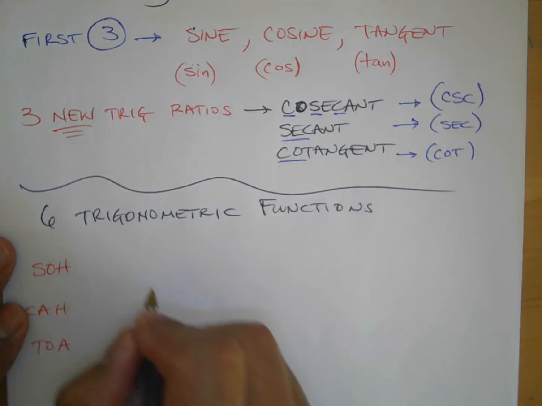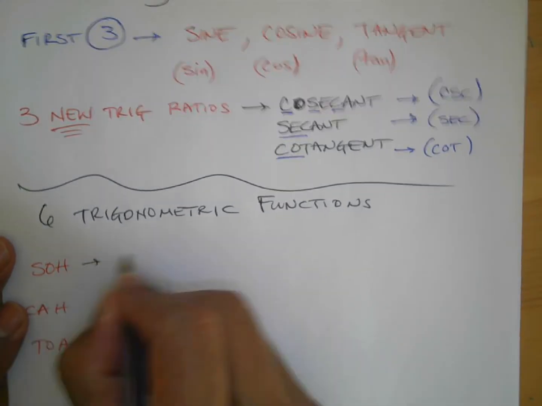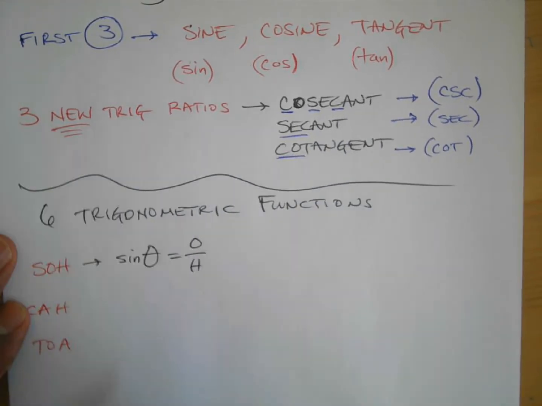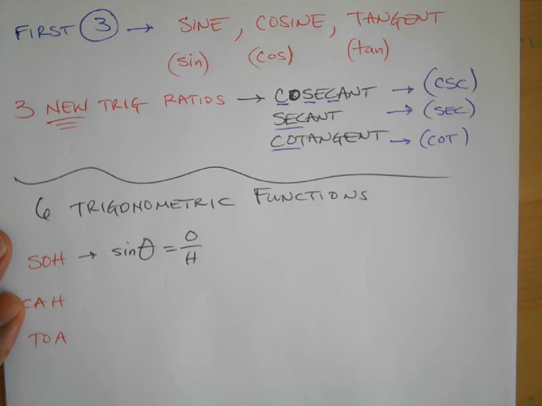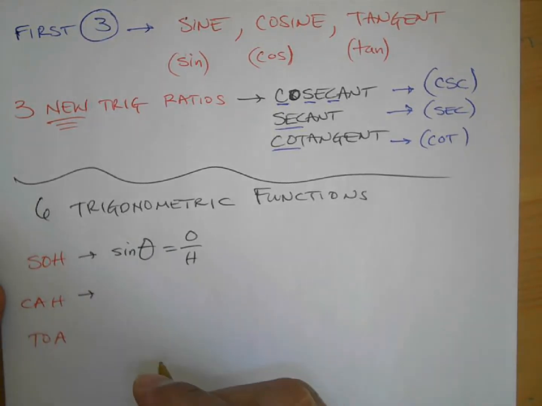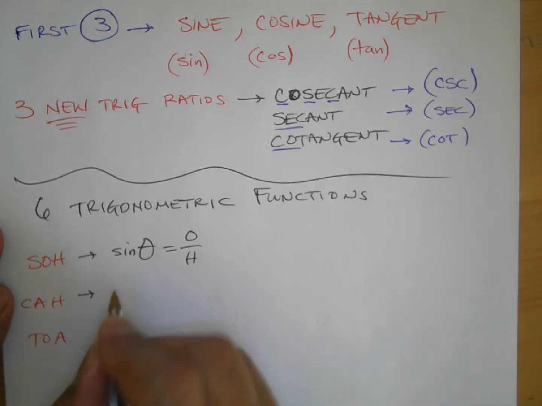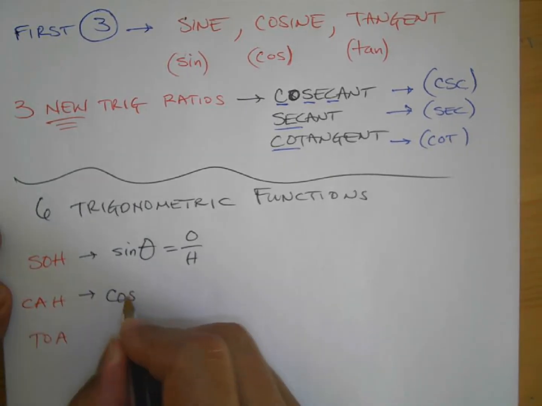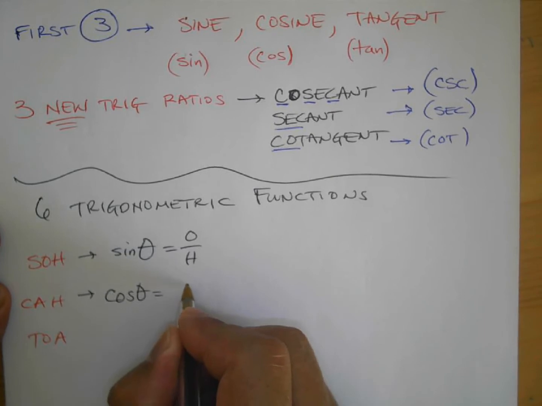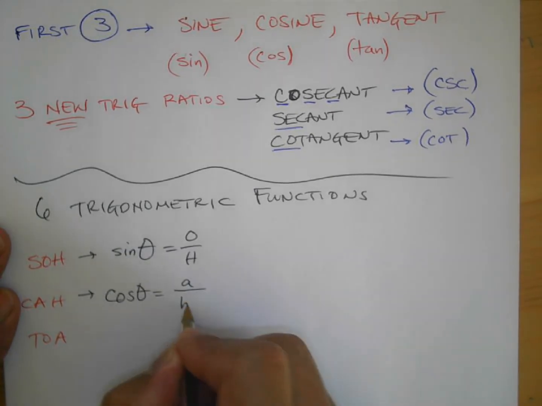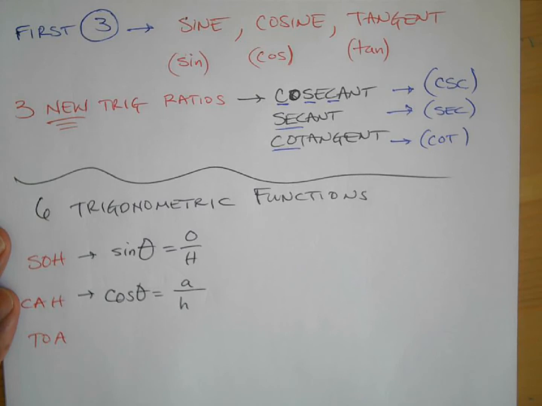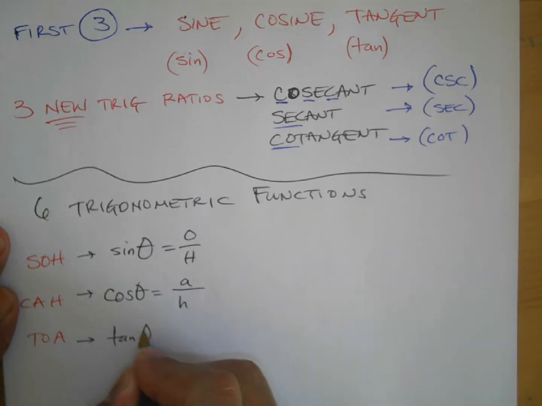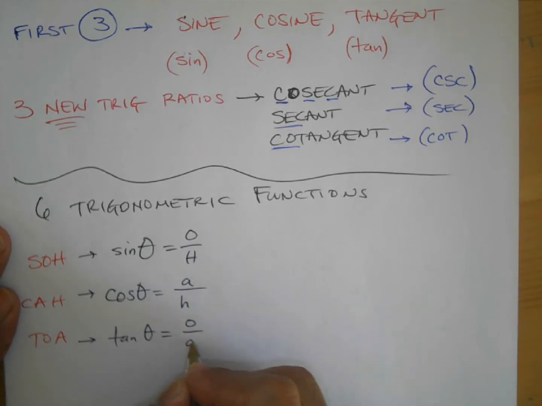So SOH stands for sine is equal to opposite over hypotenuse, right? Cosine stands for CAH, which is the C, right? The first one's the cosine part: adjacent over hypotenuse. I should use lowercase, but there it is. And then tangent. Okay, so you already know these. TOA.